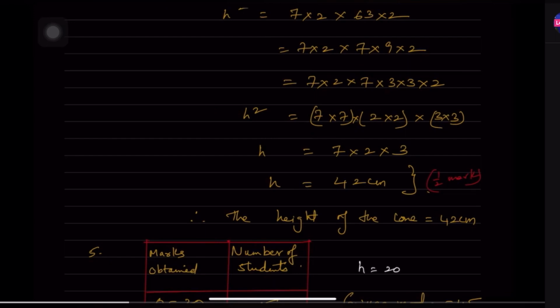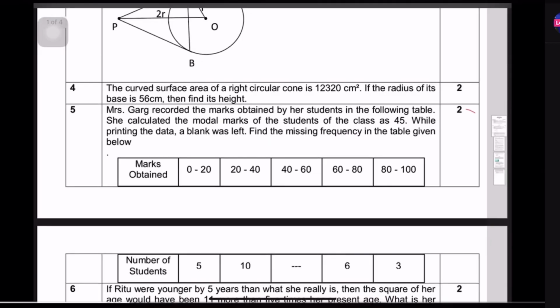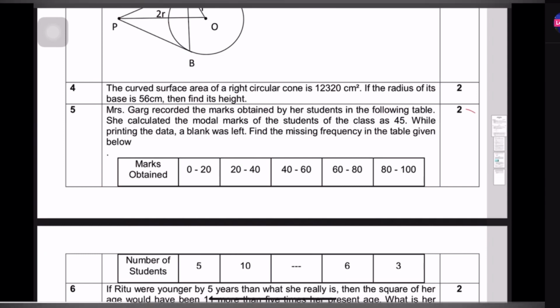Next, going to the next question. Mrs. Garg recorded the marks obtained by her students in the following table. She calculated the modal marks of the students of the class as 45. While printing the data, a blank was left. Find the missing frequency in the table given below.